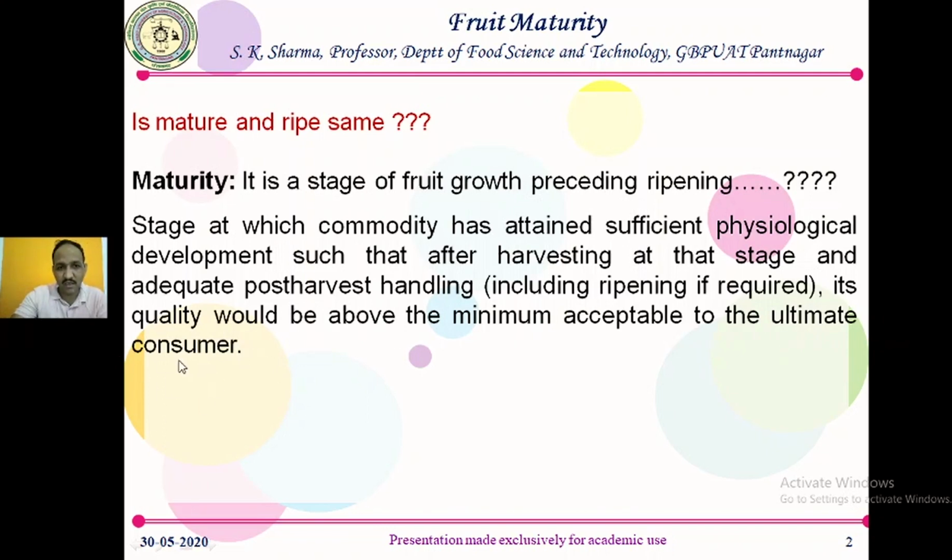This is number one. It also talks about the physiological development, meaning the changes in the composition: the sugars, the organic acids, the flavoring compounds, the coloring pigments and vitamins, and many other things, and the textural changes also, which all contribute to the physiological development. When it has attained all those things to a sufficient level so that it is minimum acceptable to the consumer, that makes it mature.